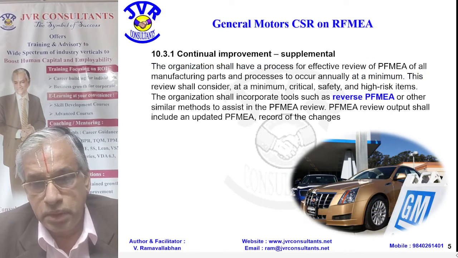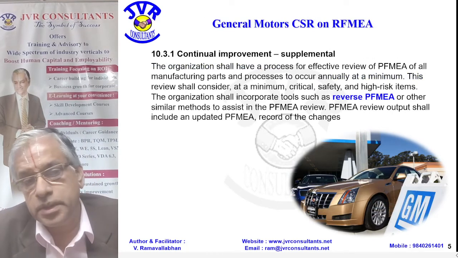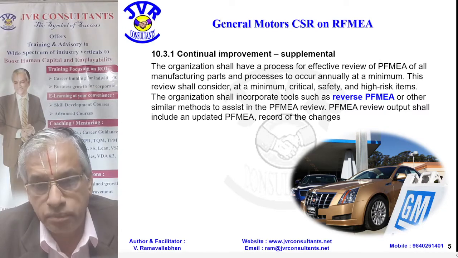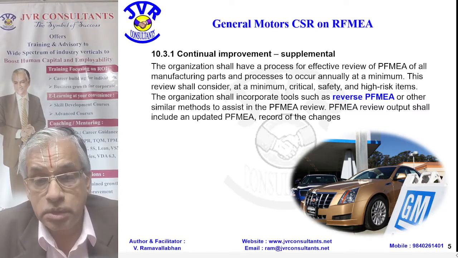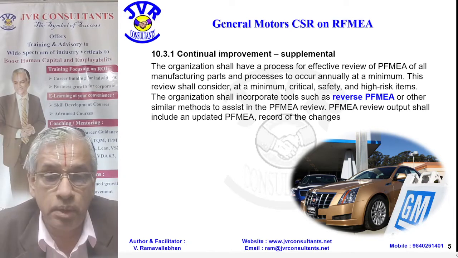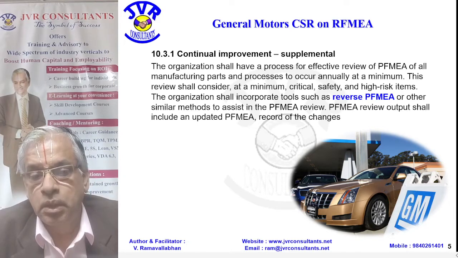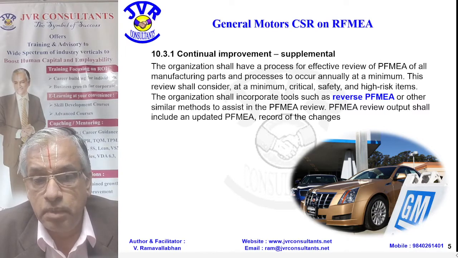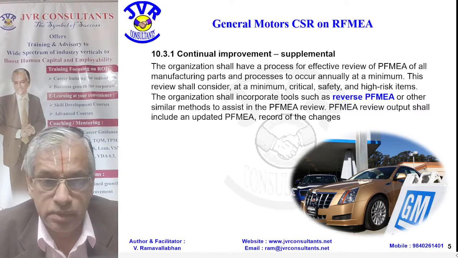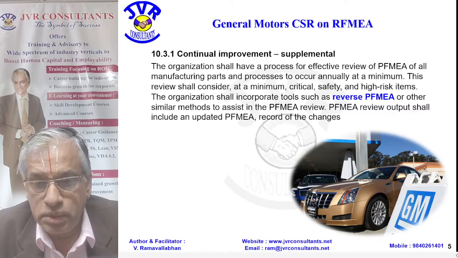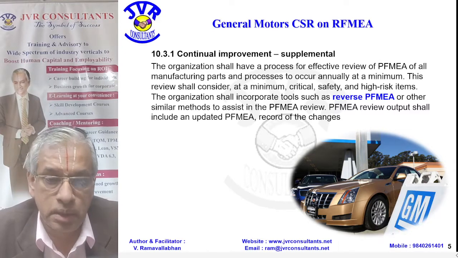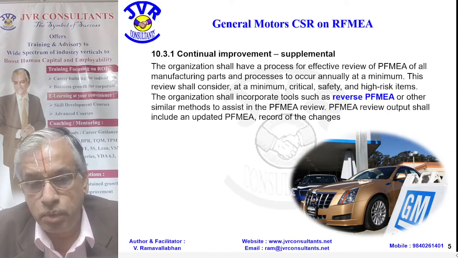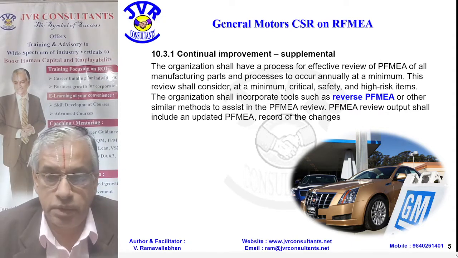Then General Motors. What does General Motors say? The organization shall have a process. It is said in 10.3.1, continuous improvement supplemental: The organization shall have a process for effective review of PFMEA of all manufacturing parts and processes to occur annually at a minimum. This review shall consider, at a minimum, critical safety and high risk items. The organization shall incorporate tools such as reverse process FMEA or other similar methods to assist in PFMEA review. PFMEA review output shall include updated PFMEA records of changes.